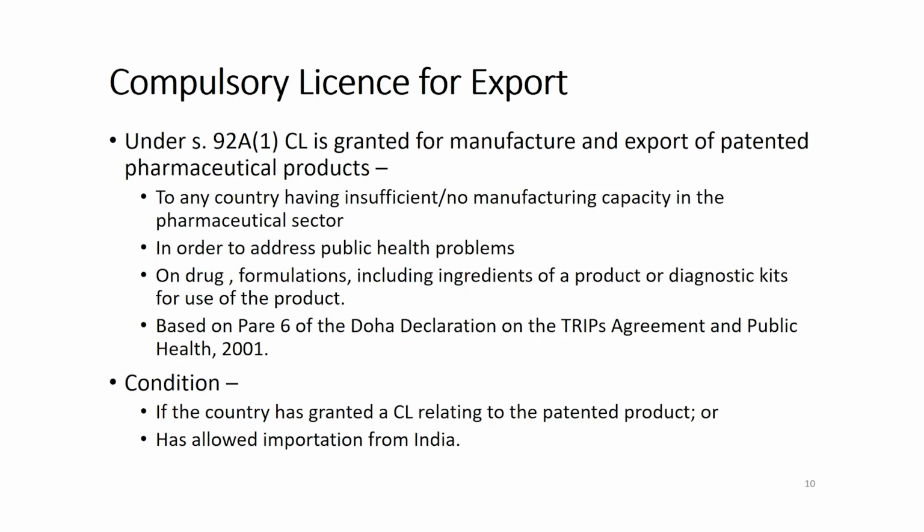Section 92A clause 1 is a special provision which is based on para 6 of Doha Declaration on TRIPS Agreement and Public Health 2001. It is a provision included for granting compulsory license for manufacturing and export of patented product to any country which has insufficient or no manufacturing capacity in pharmaceutical sectors. This is something which has to do with public health. As I said, this provision is based on para 6 of Doha Declaration on TRIPS and Public Health 2001.